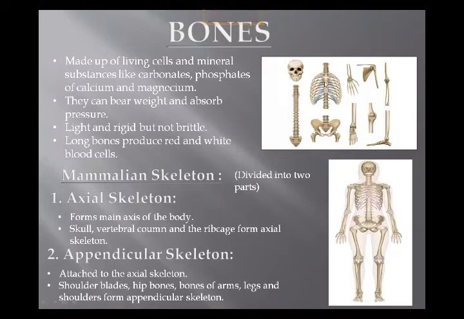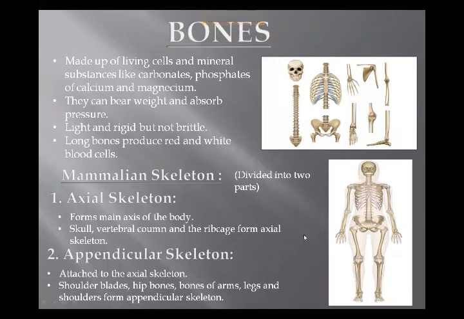And the appendicular skeleton, attached to the axial skeleton. These are the bones of the limbs, forelimbs and hind limbs, like the shoulder blade, hip bone, and bones of the arms and legs. In our hand, there are many small bones. In our leg, there are many small bones. They all make up the appendicular skeleton, right?